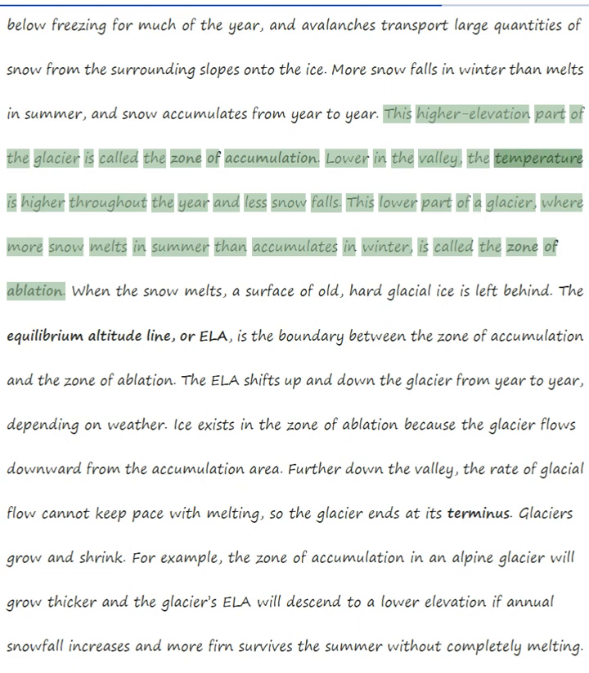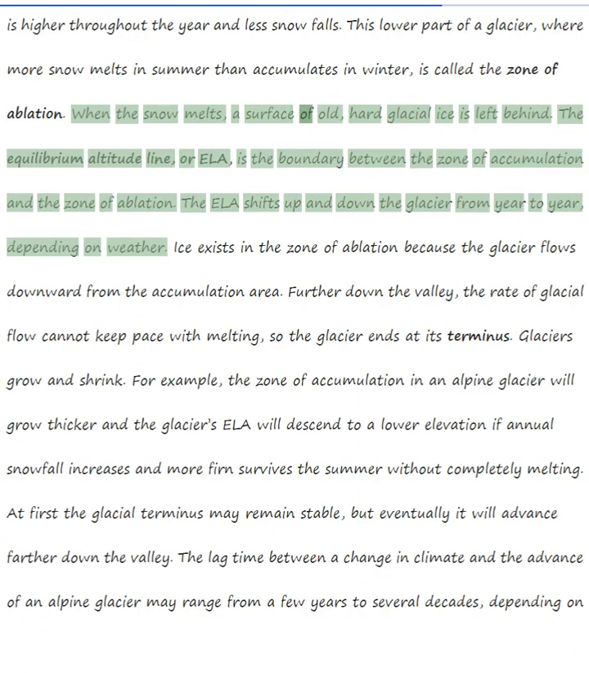Lower in the valley, the temperature is higher throughout the year and less snow falls. This lower part of a glacier, where more snow melts in summer than accumulates in winter, is called the zone of ablation. When the snow melts, a surface of old, hard glacial ice is left behind. The equilibrium altitude line, or ELA, is the boundary between the zone of accumulation and the zone of ablation. The ELA shifts up and down the glacier from year to year, depending on weather.